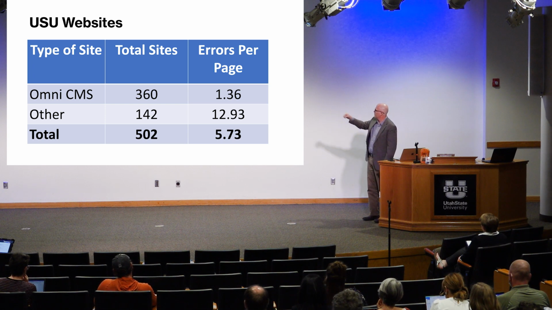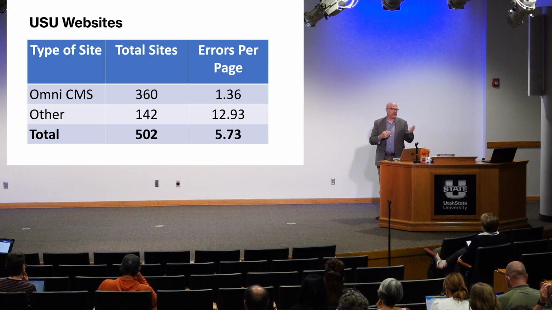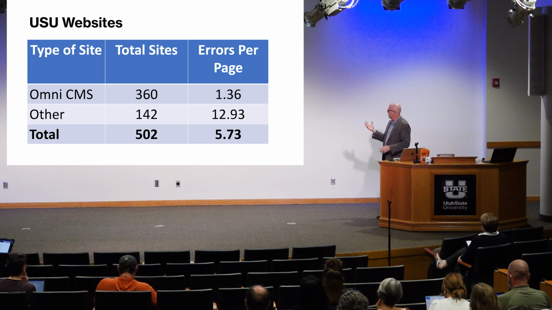We've got about 142 that are using other platforms. That would include a lot of the ColdFusion sites that are managed from UMAC, but then also a lot of just WordPress sites, Weebly sites, et cetera.